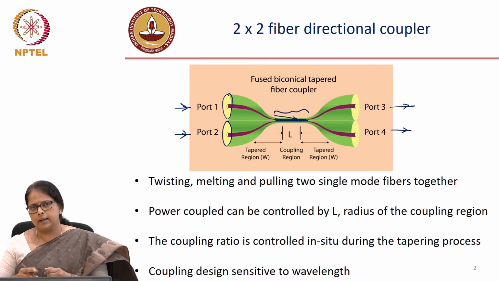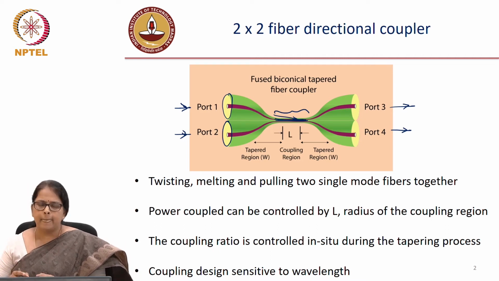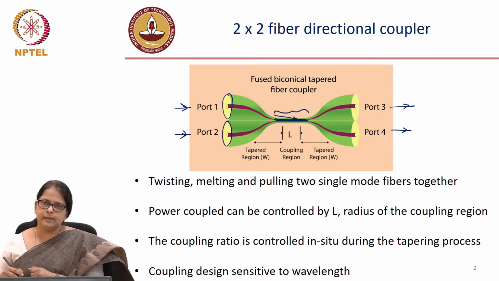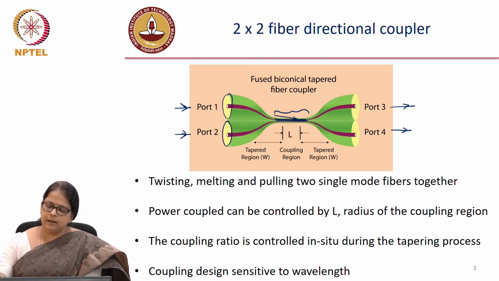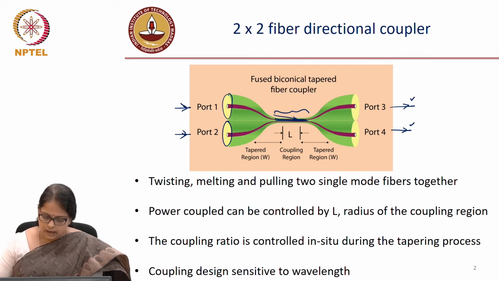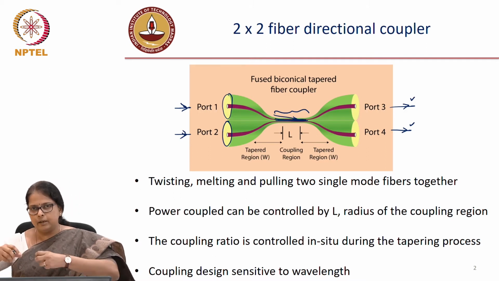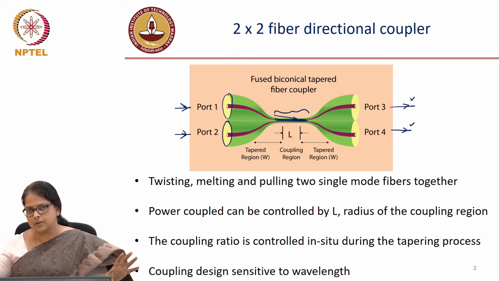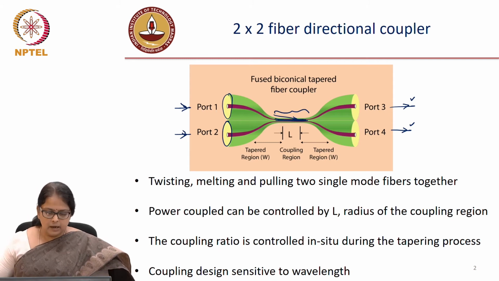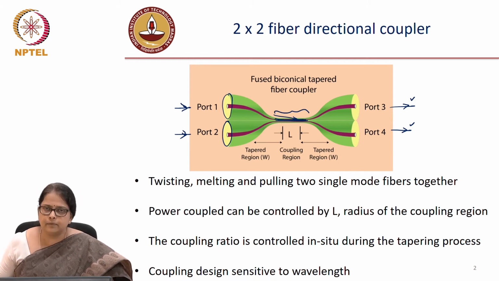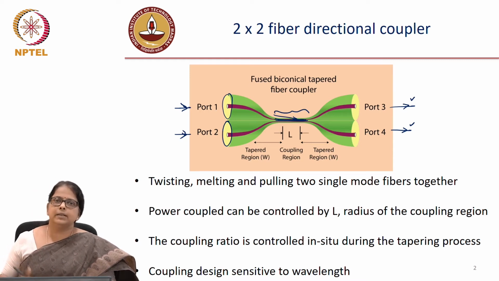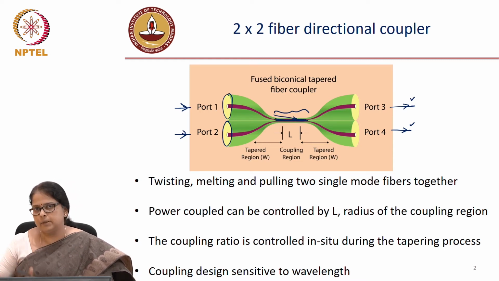I'll tell you now how to calculate this coupling length, but in reality, when people fabricate these couplers, they monitor the power in port 3 and port 4 in situ while they are doing the tapering process, and they stop at the point when they have arrived at the desired power value. The whole process is automated. Now this coupling process is sensitive to wavelength, which is advantageous to us because we can use the same process for making wavelength couplers also.